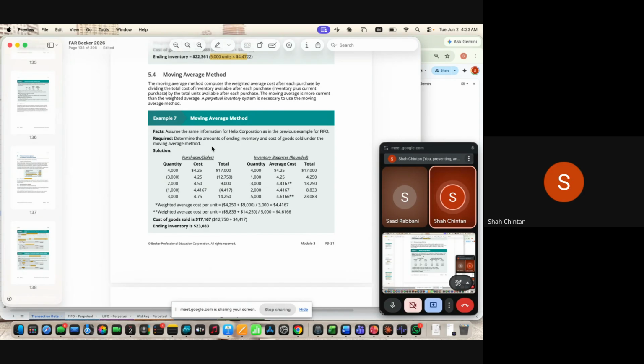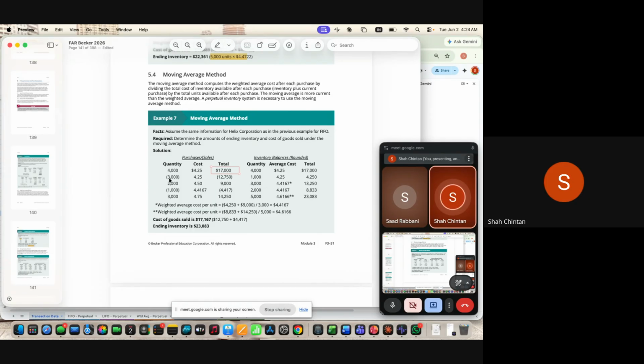Same facts है जो हमने previous example में देखे। First of all, you are purchasing 4,000 units of the goods, costing at 4.25, total is 17,000. Is there anything sales? No. So 4,000 becomes your average cost also. So 4,000 into 4.25, 17,000 is the value of your inventory under any method you say right now.